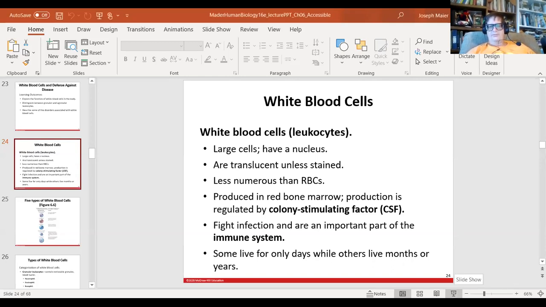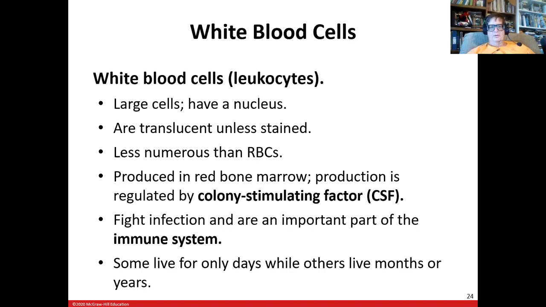Let's continue talking about white blood cells. I wanted to add something. We were at the very end of a slide and it said, well, some only live for a few days while others live for months or years. Memory B cells would be ones that live a long time. They're going to make plasma cells, antibody factories. These are what remember things you've been exposed to in the past.